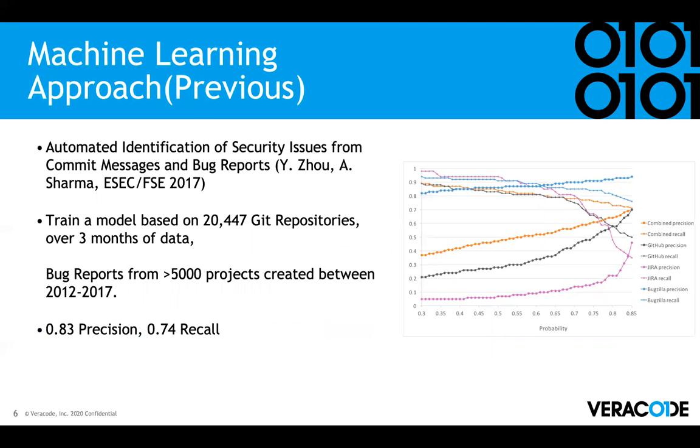In our first iteration of the machine learning approach, published in FSE 2017 by Chen and Asankhaya, we got good results from syncing and training on 20,000 Git repositories with over 3 months worth of data, as well as developer bug reports from over 5,000 projects created between 2012 and 2017. In that model, we achieved 0.83 precision and 0.74 recall.